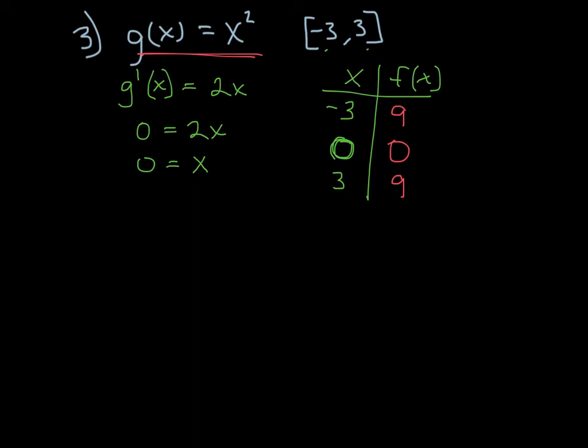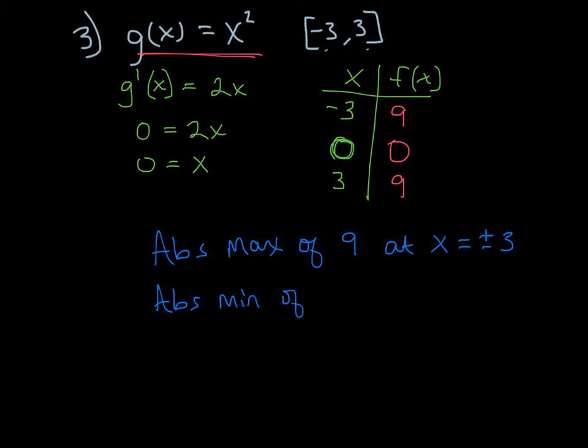Making our conclusions here, we would still say that we have an absolute max at positive 9, and that is at x equals, and you would be able to say, positive and negative 3. So the maximum, there's only one maximum, but it happens to occur at two different x values. And then our absolute minimum of 0 at x equals 0.